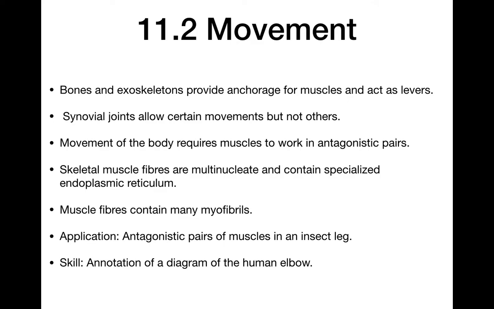Okay, so first things first, we're going to talk about bones and exoskeletons, how they act as connection points for muscles that act as levers. Different kinds of joints. We'll talk about pairing of muscles, antagonistic pairs that we talked about in the respiratory system as well. Talk about skeletal muscle cells, how they're different from others. It connects us back to topic 1. The structure of muscle fibers, and then applications will be antagonistic muscle pairs and human elbow annotation.